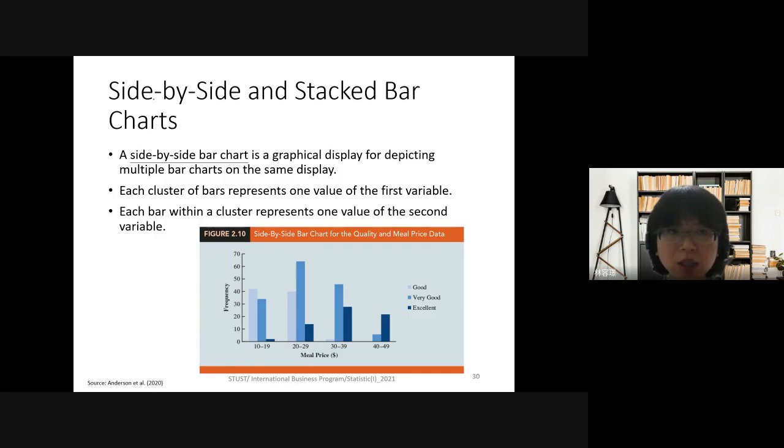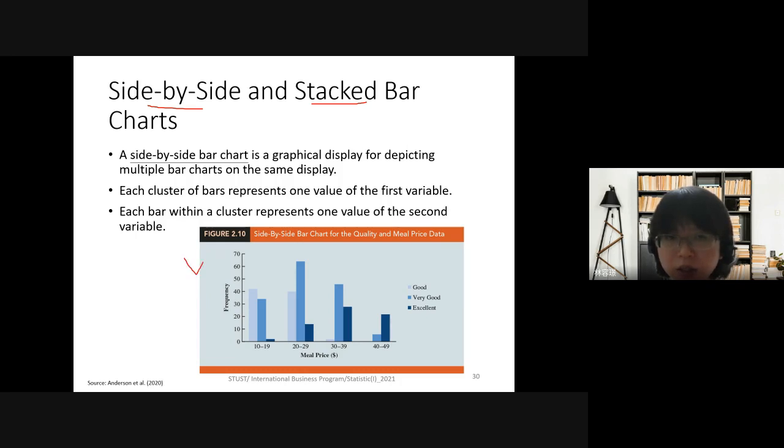The other ones are the side by side and the stacked bar chart. The side by side bar chart is a display for you to use multiple bar charts on the same display. For example, here, we would like to use the same example, that is companies, they spend so many days to do the audit before the end of the year.